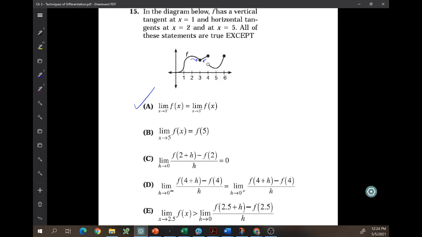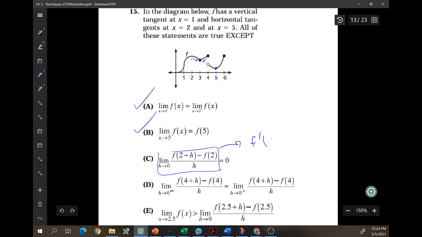Okay, the limit as x approaches 5 is equal to f of 5. That would be the definition of continuous. Well, it is continuous at 5. All right, C, the limit as h approaches 0 of f of 2 plus h minus f of 2, all over h, is 0. We have to see this, and we have to immediately recognize that that's f prime of 2, saying f prime of 2 is equal to 0. Well, at 2, we do have a horizontal tangent line, so that is also true.